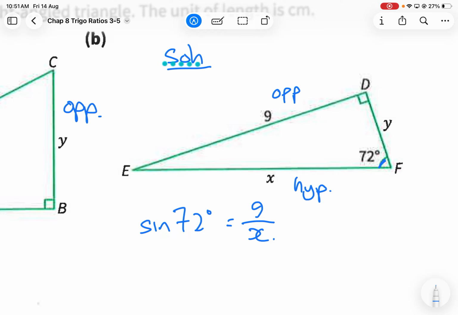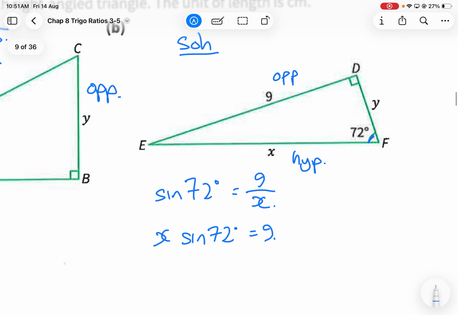I want to find x. I don't want x to be in the denominator. I multiply x to both sides. Then finally, I want x. I don't want x to multiply by sine 72. So x equals 9 divided by sine 72. Just press calculator, got answer. Sine 72 is just a number. 9.46.